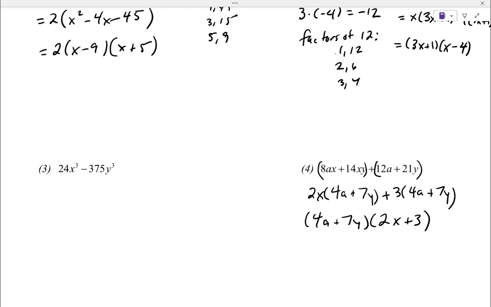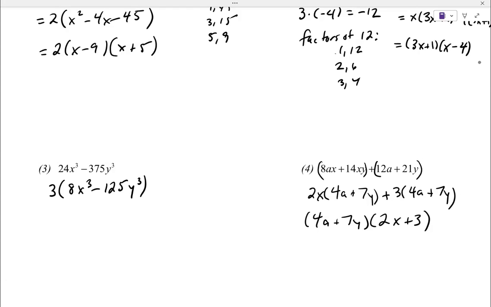If you need to, use your calculator, right? Just start dividing both of them by the same number. See if you get something that goes into both of them. 24 divided by 3 is 8. 375 divided by 3 is 125. We have a 2-termed polynomial, a binomial left. So it has to be one of those special forms if it's going to factor. Which special form do you think is going to be applicable here?